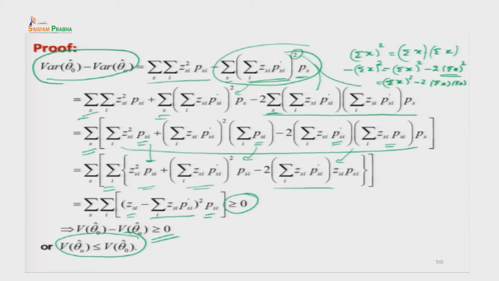You have to be a little bit careful with my pronunciation, because ordered and unordered sometimes sound similar. So once again I will say: the variance of the unordered estimator is less than or equal to the variance of the ordered estimator. That means the unordered estimator becomes more efficient.